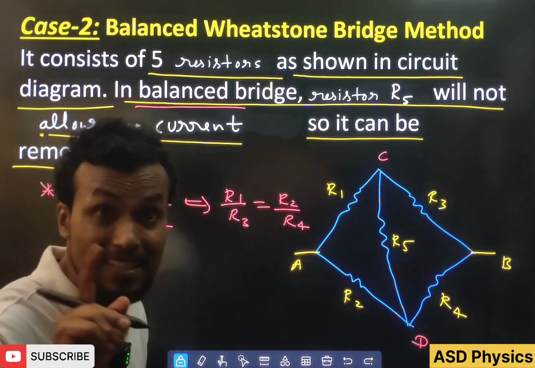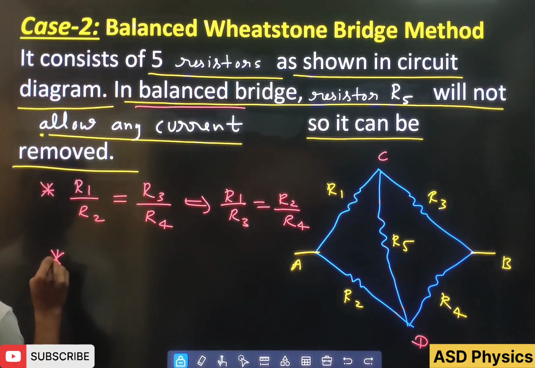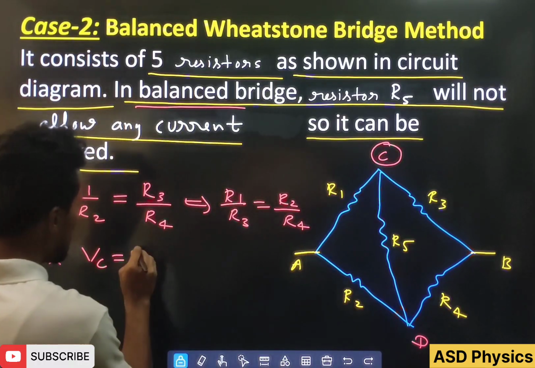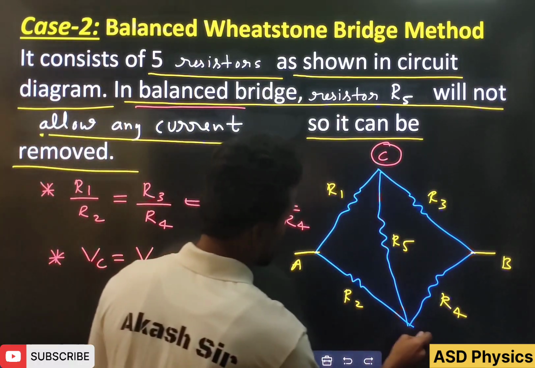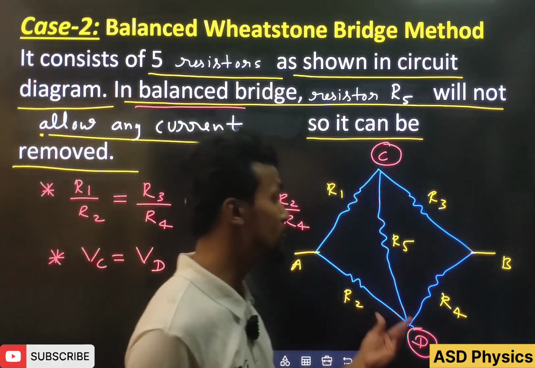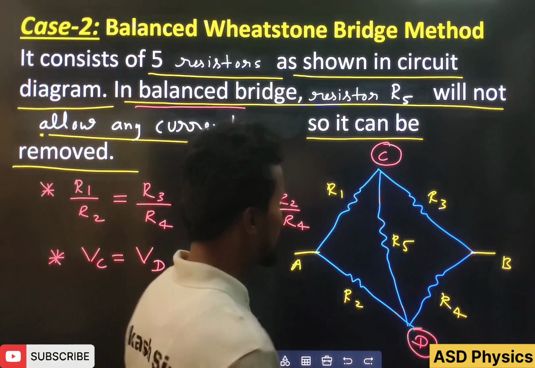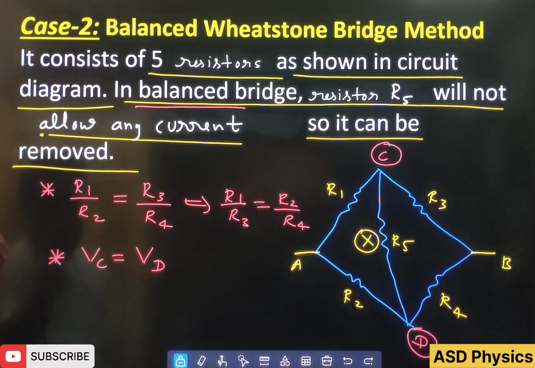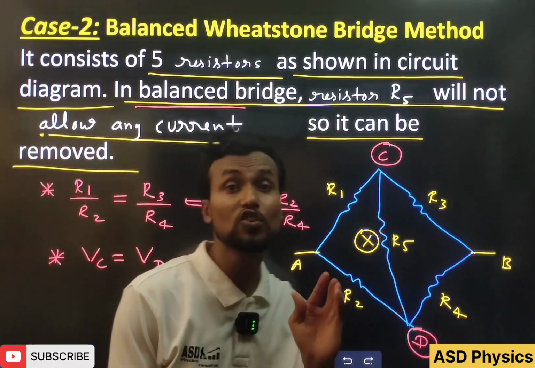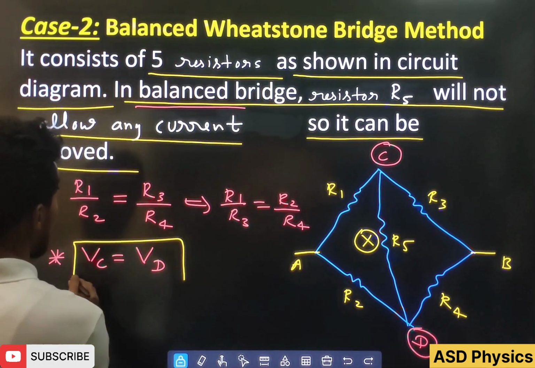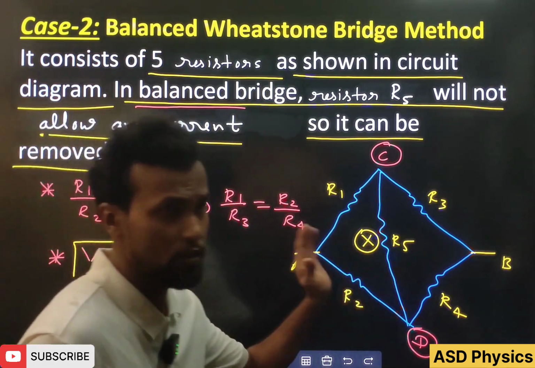In this situation, students, the potential at point C will be equal to the potential at point D. As there is no potential difference across resistance R5, it will not allow any current. Current in R5 will be 0, so it can be removed. Kindly remember this thing.